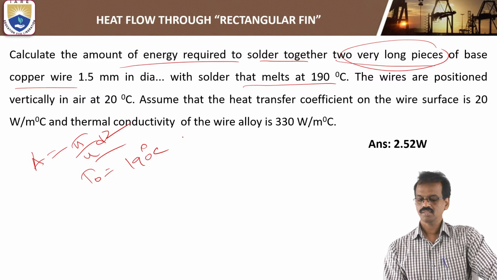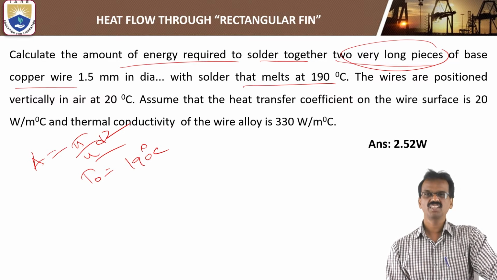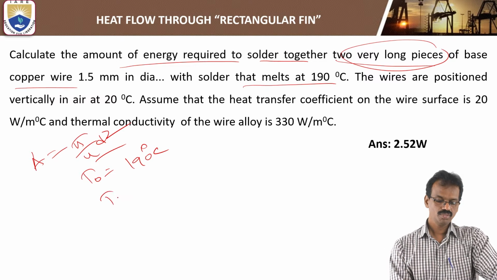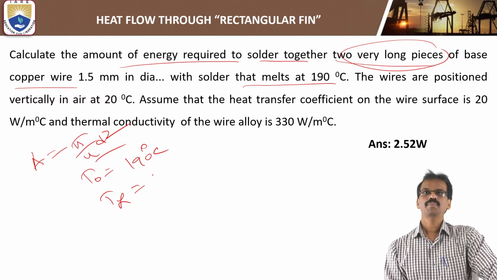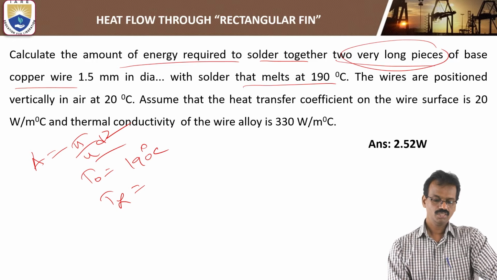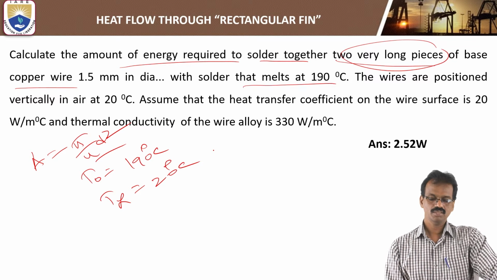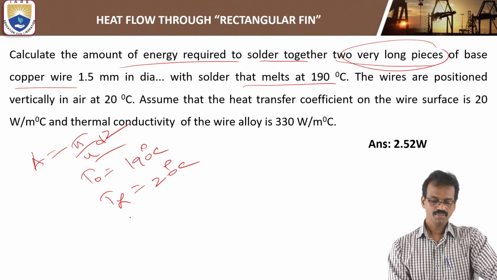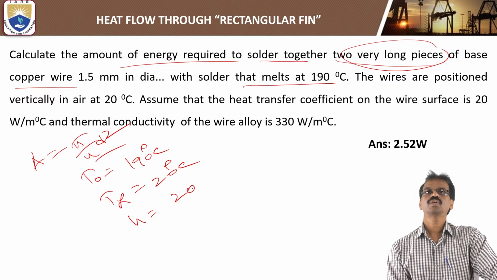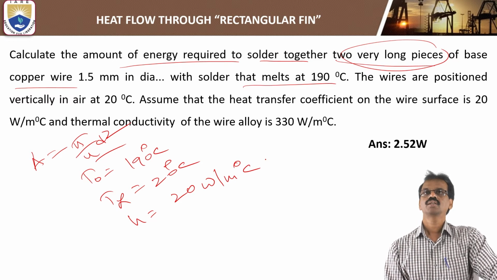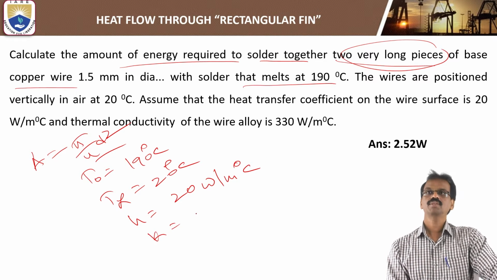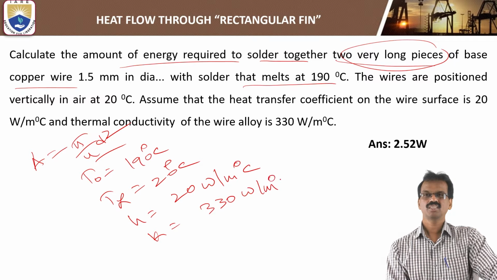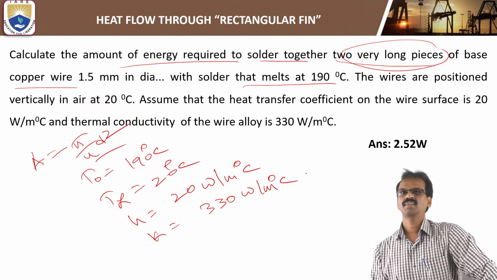The wires are positioned vertically in air. Air means T infinity, the ambient temperature of the air, which is given as 20 degrees Celsius. Assume the heat transfer coefficient on the surface, so H is also given. H is equal to 20 watt per meter degree Celsius, and thermal conductivity K is also given. K is equal to 330 watt per meter degree Celsius. So these are the given data.